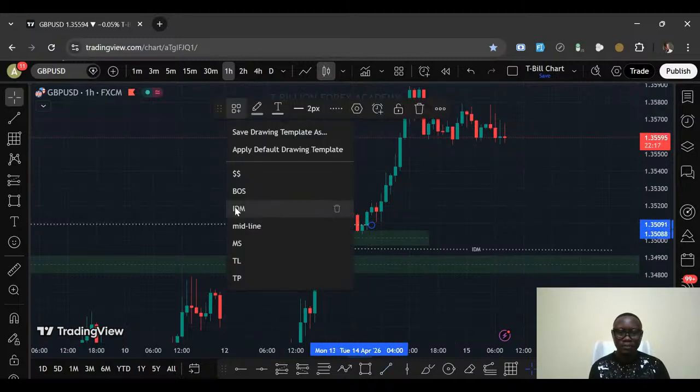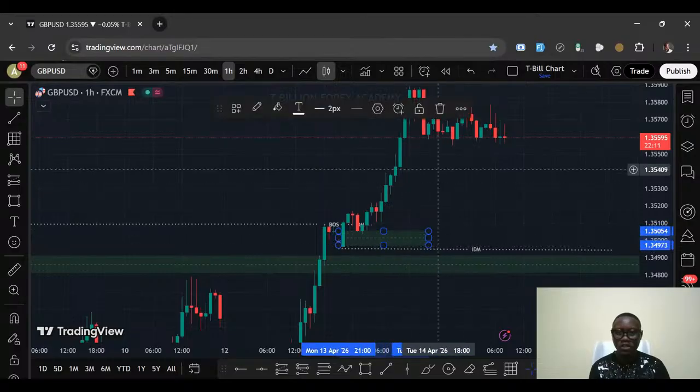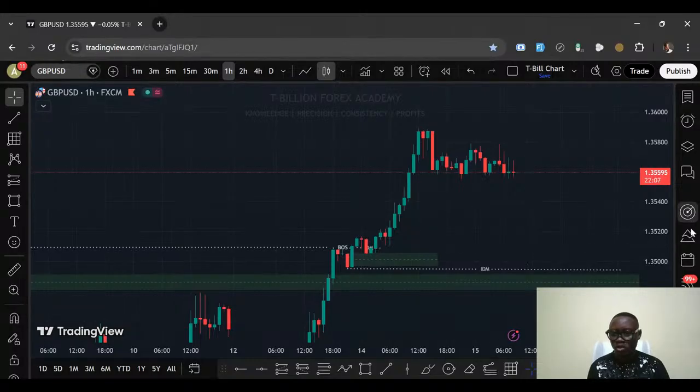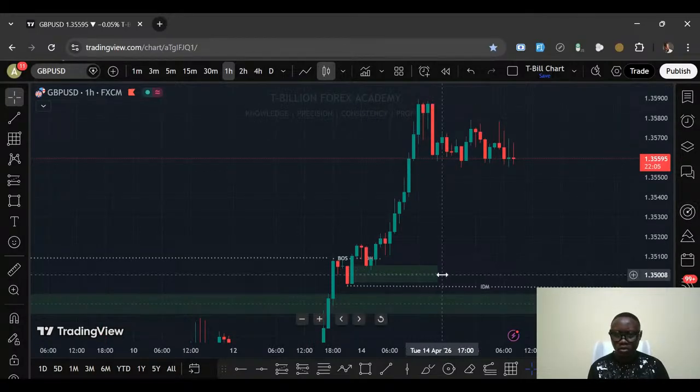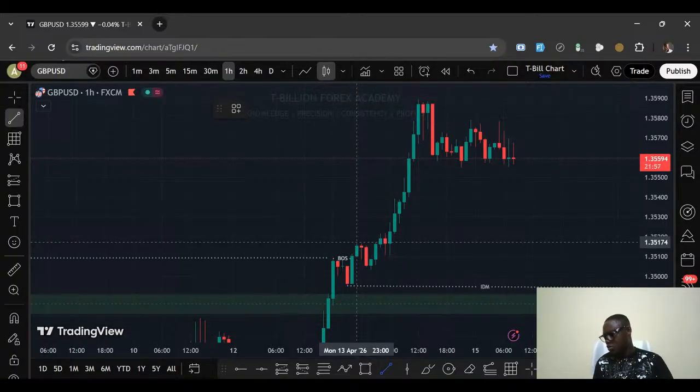Okay, as our inducement, and this is our order block, which price has tapped into and gave this massive bullish move. So this has already been mitigated. Let's take it out. Okay, let's look for other structures. One minute, guys.